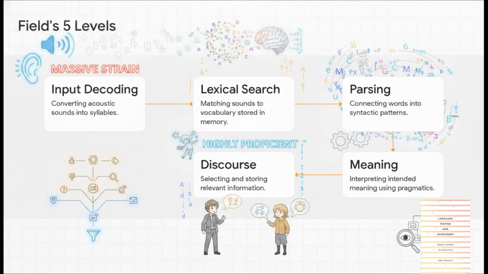Exactly. They literally can't reach level 4, meaning construction, where they interpret intended meaning, or level 5, discourse construction, where they synthesize the whole context, because their brains are completely overloaded by levels 1 and 2. Which means if you're testing beginners, your assessment will inherently look very, very different than one designed for advanced learners who just breeze through those lower levels automatically.